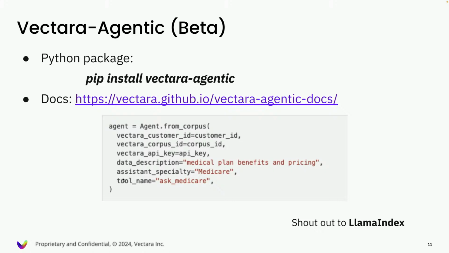And so you define a corpus of data, you send the data in, you have it in Vectara. You can use the regular RAG, but you can also wrap it here and say the data is medical data, benefits, Medicare, etc. You give it some information, and then you can just ask it a question, and it will do better than the regular RAG in some cases. For example, it might rephrase your question.